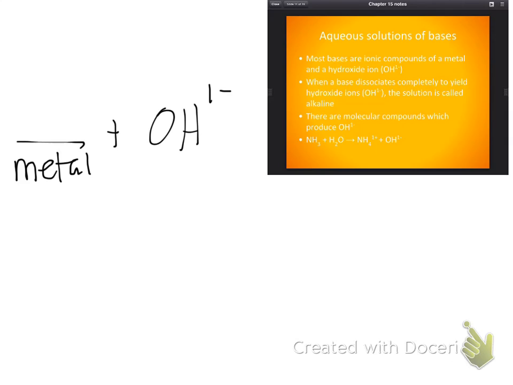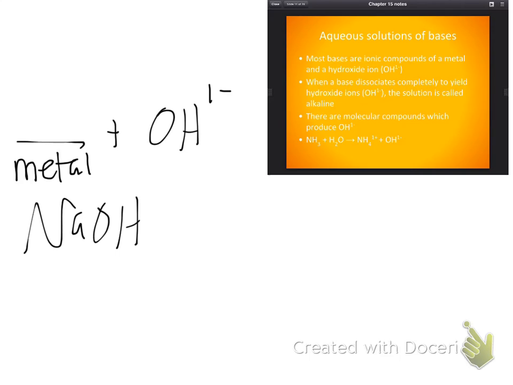You used a base that was a combination of a metal and a hydroxide ion when you made soap. Does anybody remember what base you used? Lye. What is the chemical formula for lye? Sodium hydroxide. NaOH. I'd give you a t-shirt if I had one, but I don't. That's okay.